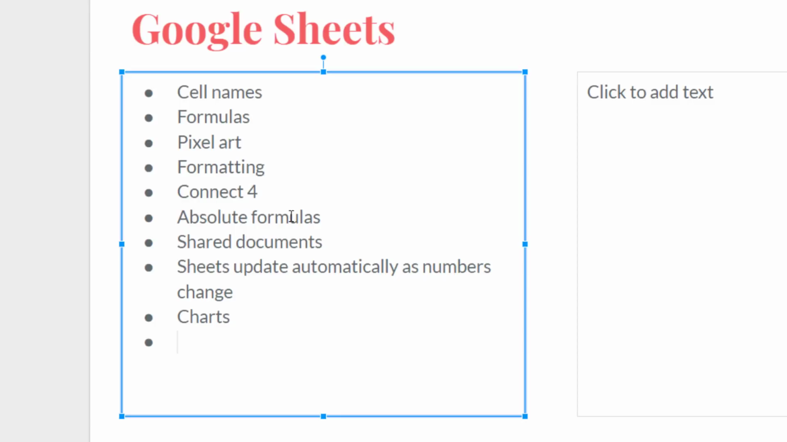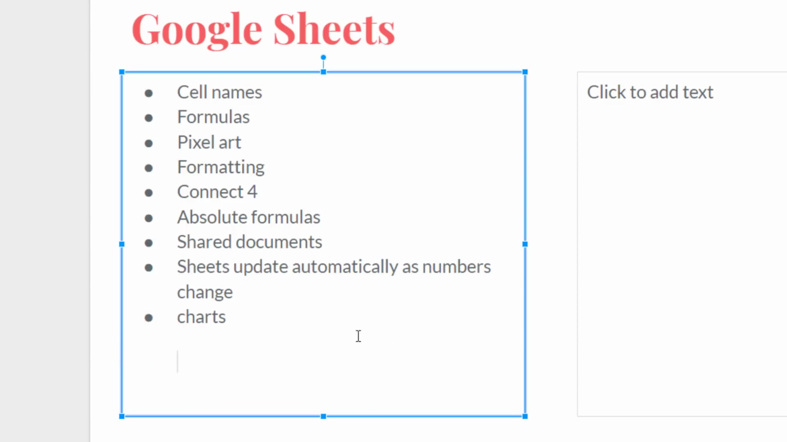We had absolute formulas where no matter where we copied the formula, it kept the same cell address. We had shared documents so we could work with and do things with our partners. And then sheets update automatically as the numbers change. And then we did charts. We're going to actually do the charts right now.